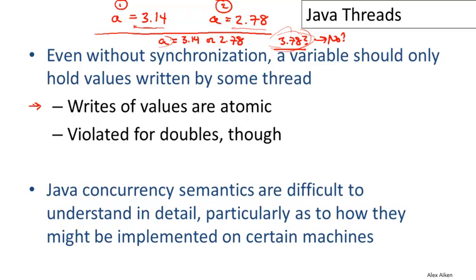It won't be interfered with by another assignment to the same memory location, except for floating point doubles. So this does not hold. Writes to doubles are not necessarily atomic. Now, why would that be? Well, a double is a floating point number, but it consumes twice the memory. That's why it's called a double.